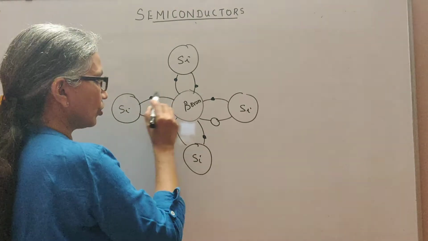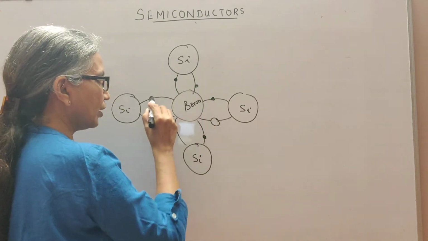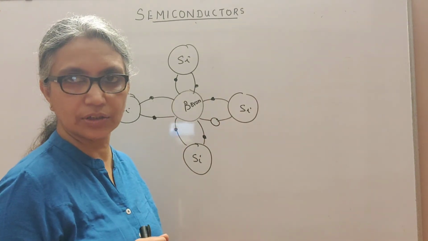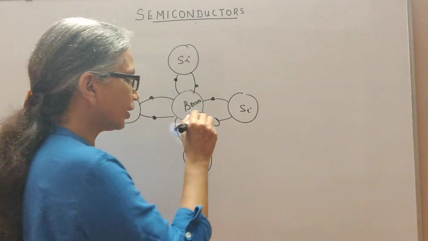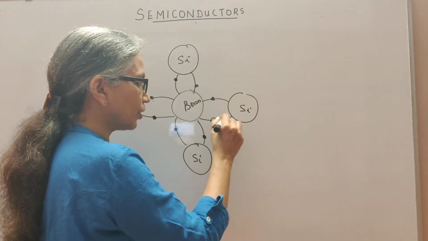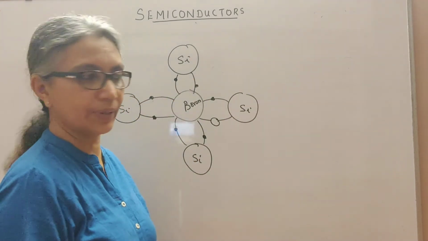This electron and this electron come from silicon, and boron is trivalent and has only 3 valence electrons. So already there is a vacancy of an electron, and that vacancy will appear in the valence band because these are all bonded. Okay, so this hole will appear in the valence band.